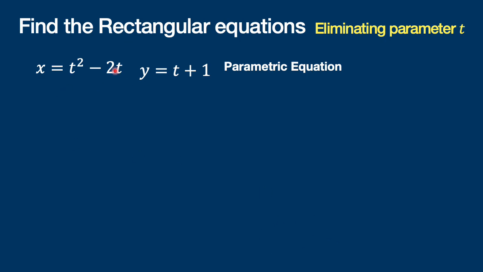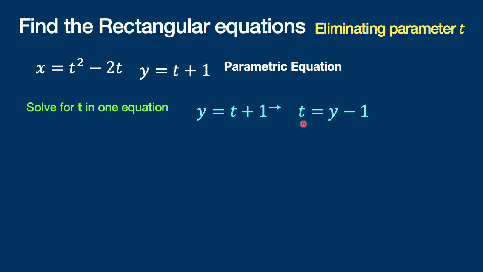First thing is you decide which equation you want to start with. It looks like x is t squared minus 2t, that's quadratic. This one is degree 1, linear. So I'm going to start with y equals t plus 1, because that's much easier to solve for t. So t is going to be y minus 1. Then t is going to be eliminated.